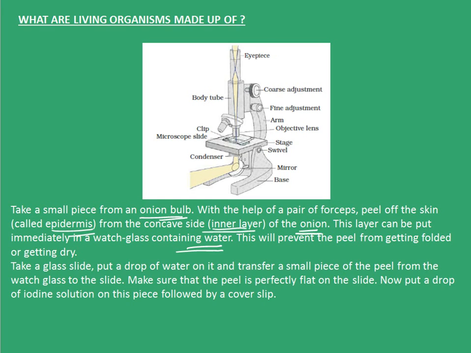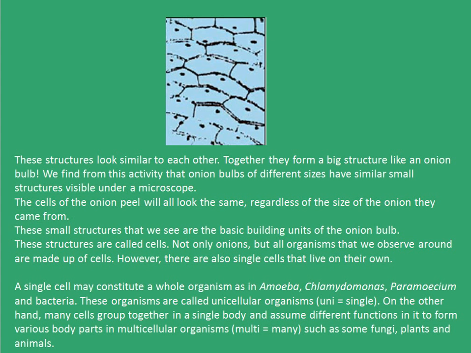Now we'll take a glass slide and put a drop of water on it and transfer a small piece of peel from the watch glass to the slide. In doing so, we should make sure that the peel is perfectly flat on the slide. Now we'll put a drop of iodine solution on this piece followed by a cover slip. Now when we see this under the microscope, we'll see that these structures look similar to each other, which is shown in this picture. Together they form a big structure like an onion bulb.